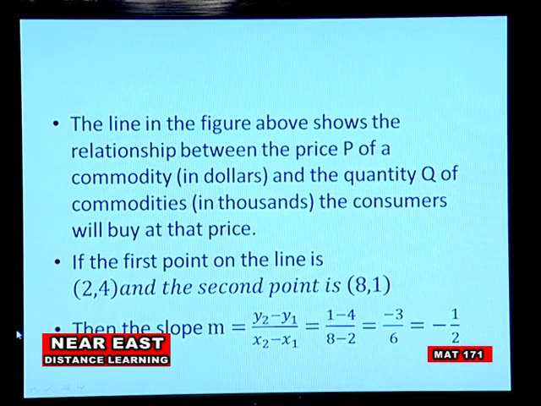So I said if the first point is given as (2,4) and the second point is given as (8,1), we find the slope. And I gave the formula for finding the slope in our last lesson, which is y2 minus y1 over x2 minus x1. So we are given 2 points, (2,4) and (8,1). All we have to do is find our x1, y1, x2, y2. In the first point I have x1, y1. In the second point I have x2, y2. So applying the formula, I will get negative 1 over 2. So this is our slope.